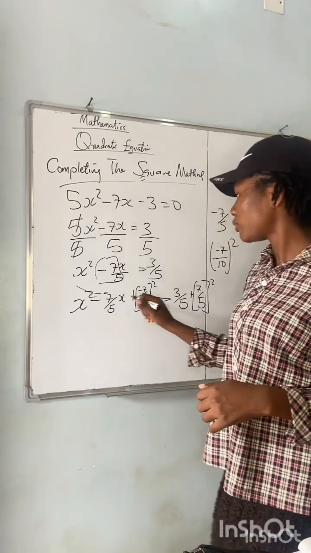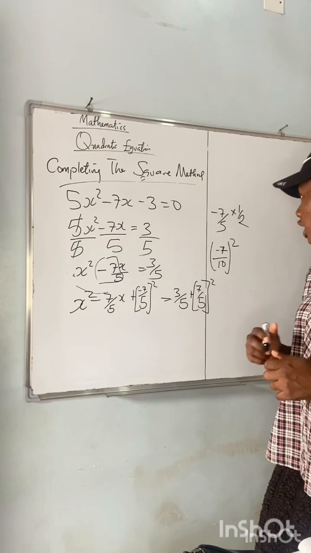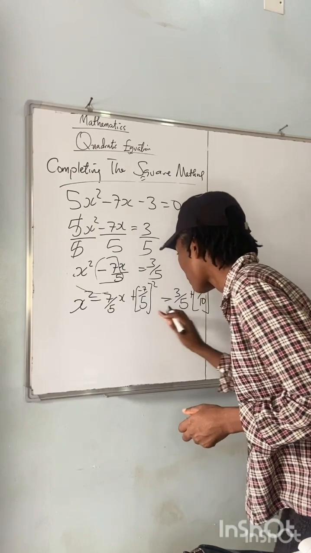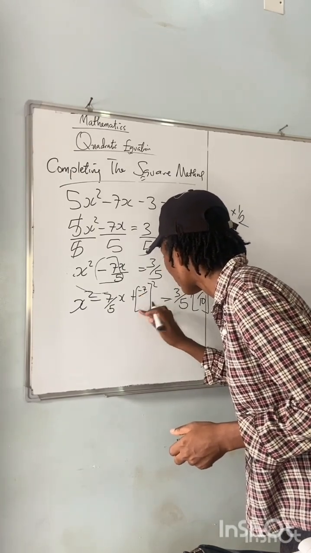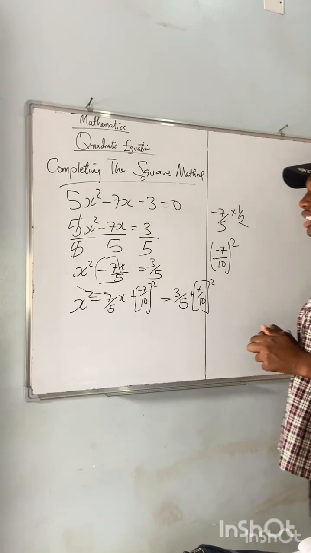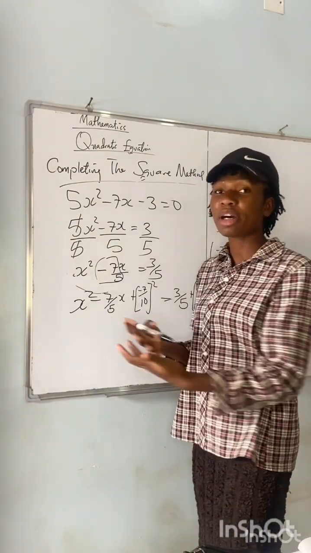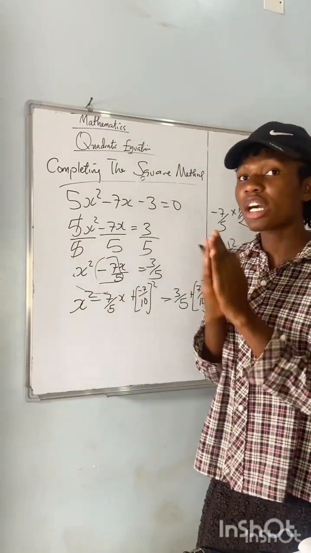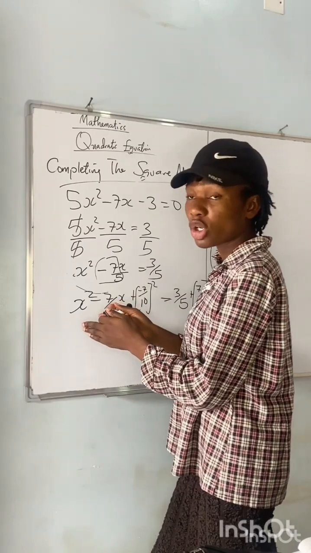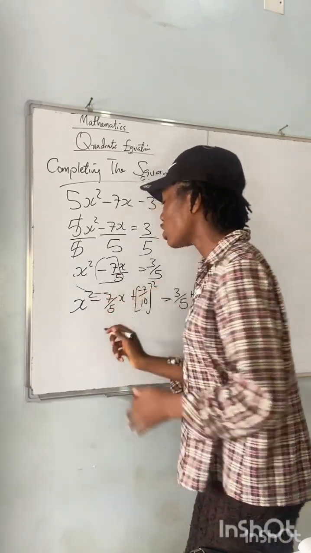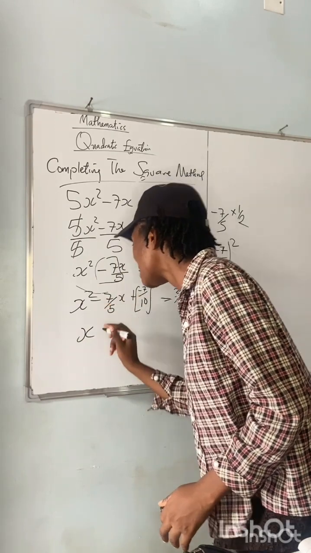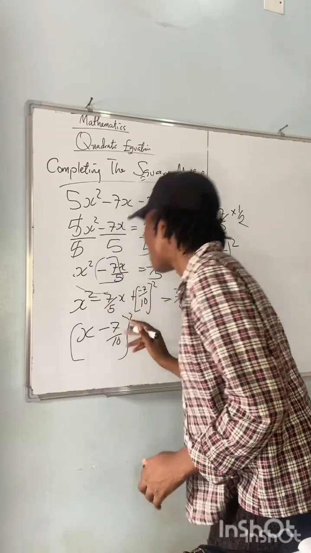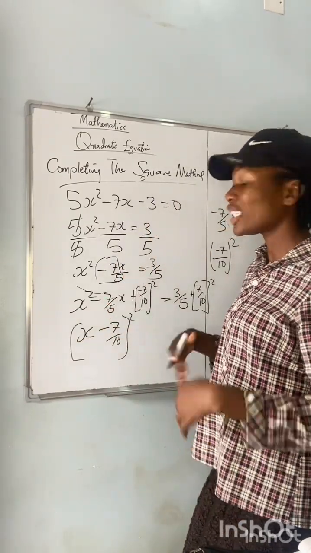Just the coefficient, without the x. Now we have done this. What we have here is a perfect square, so we can further factorize. Since we have a perfect square, we can take our x, and then our sign is minus 7 over 10 squared, such that when we expand this, we'll be coming back to this. That's why it's called a perfect square.